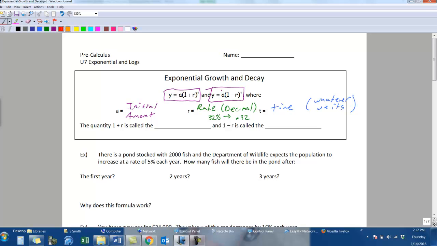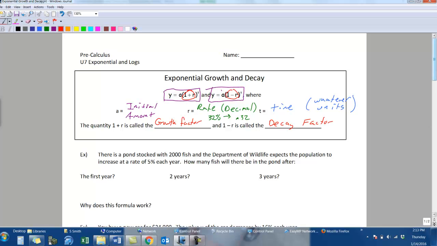Now, 1 plus r is called the growth factor. And 1 minus r is called the decay factor. In other words, if this part of the equation, the 1 plus r or the 1 minus r, is bigger than 1, that's a growth factor. If it's less than 1, that's a decay factor.